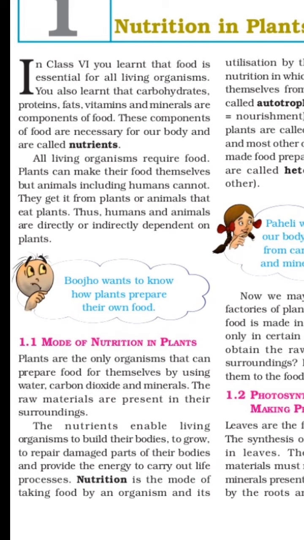The nutrients enable living organisms to build their bodies. Now we are aware that when we are eating food, from that food we are getting energy to do all the work in our daily life. These food materials also give the energy to repair our damaged body parts and provide energy to carry out our life processes.